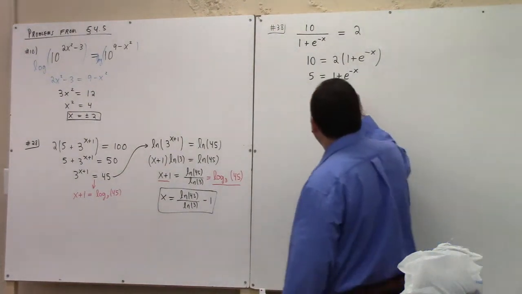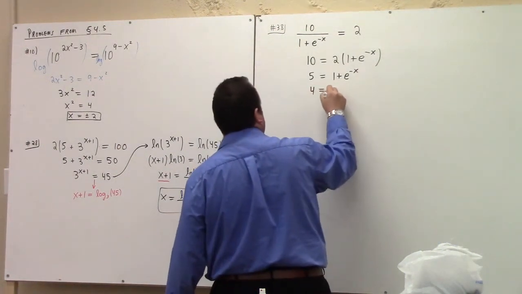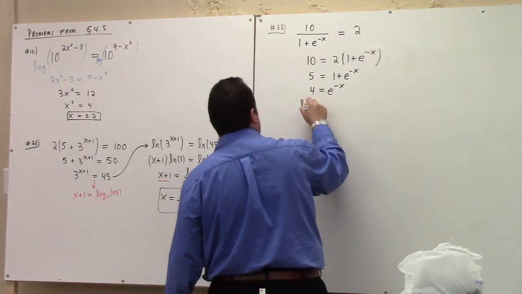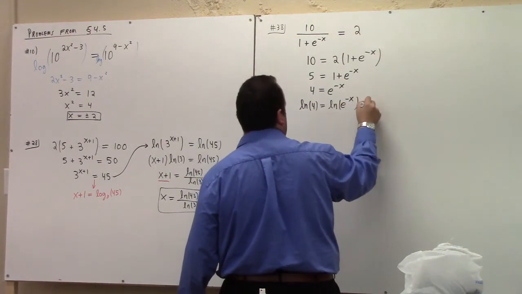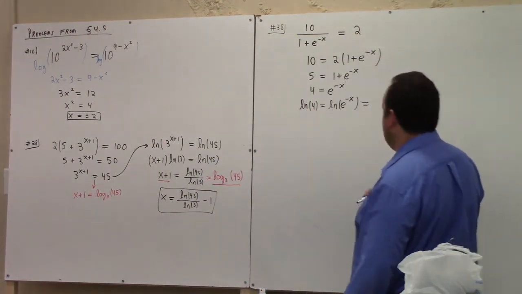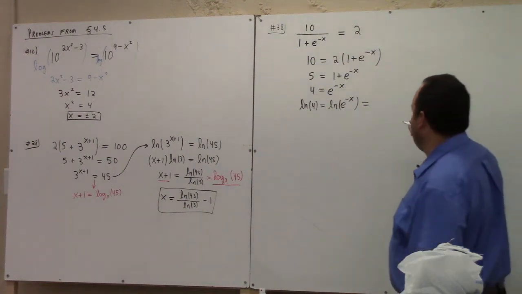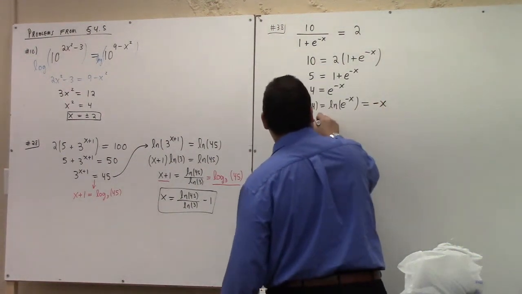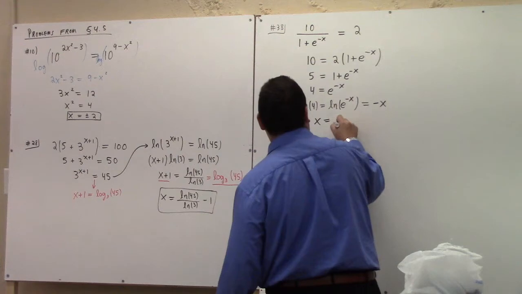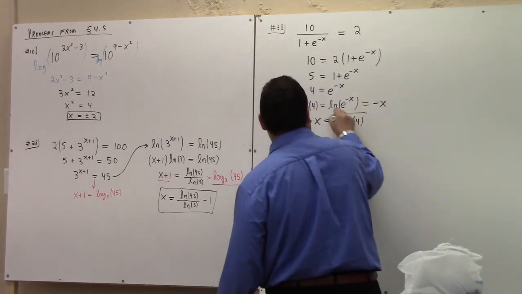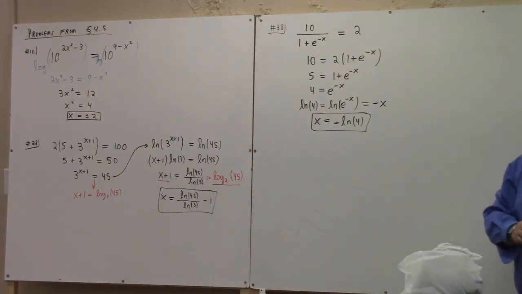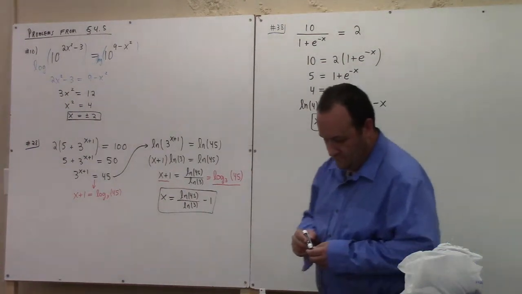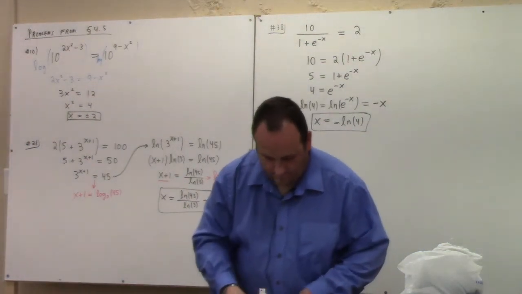And then you have 4, and then you take the natural log of 4. Natural log of 4 is natural log of e to the minus x. What is the natural log of e to the minus x equal to? Minus x, right. And so x is equal to minus the natural log of 4. Yep. All right.